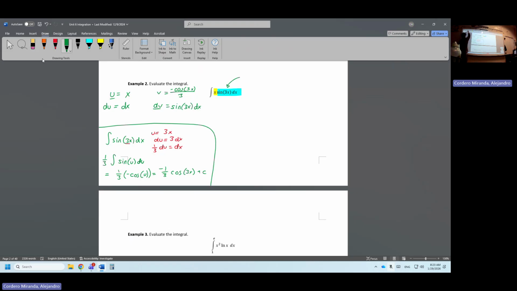All right, but anyway, integration by parts, that prep work is done. Now we just follow the little formula, which remember was uv minus the integral of v du. So uv is x times negative cosine of 3x over 3.